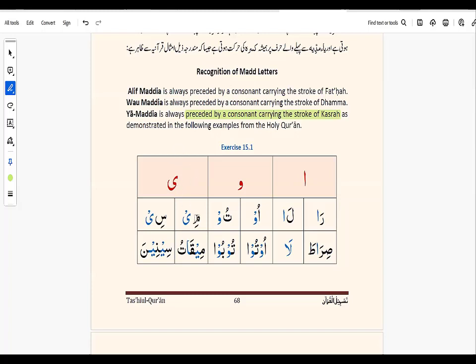So we can see over here, in the first example of ya, we can see the consonant, which is mim, is carrying the stroke of kasra below. And then next, we can see our ya madiyya, the ya. So for this, we make the sound ni. I hope that everyone has understood the rule of ya madiyya. And now I would like ST to call a student to the mic.